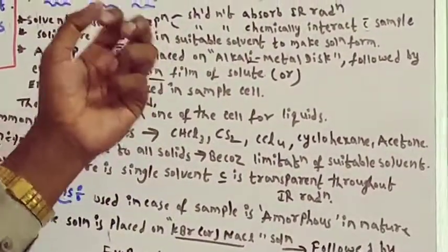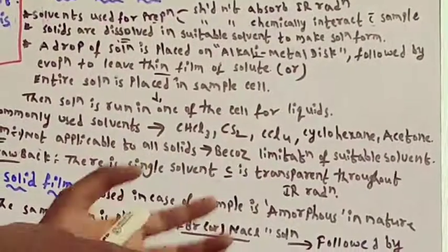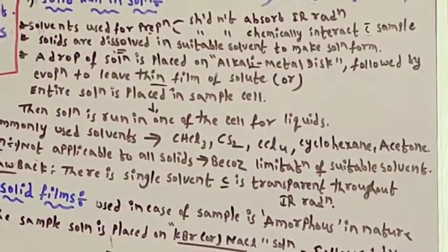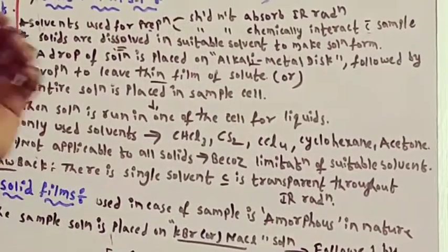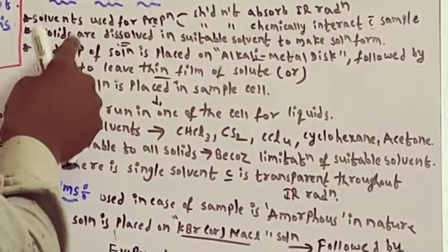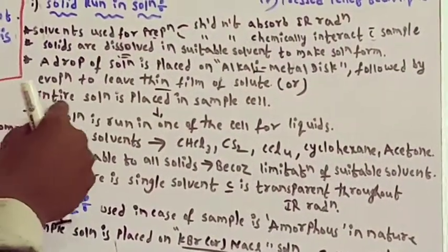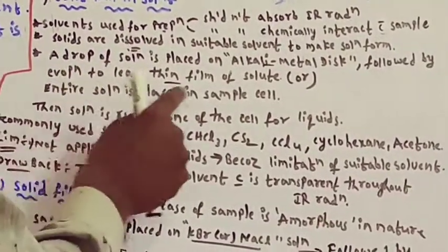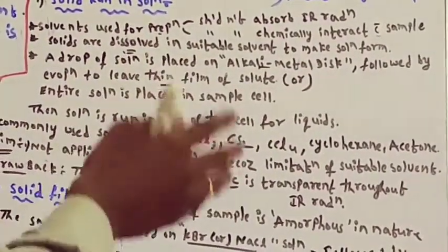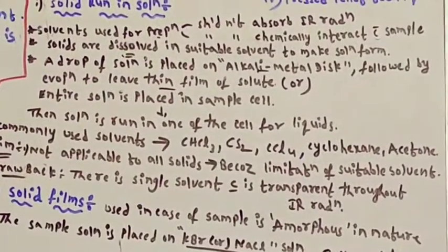Okay, that thin film of solute we have to analyze. We keep it in the IR spectrophotometer instrument and then analyze it. Or, in another way, instead of putting a drop of solution, we take the entire solution. The entire solution is placed in the sample set this time. Okay, both ways are useful.